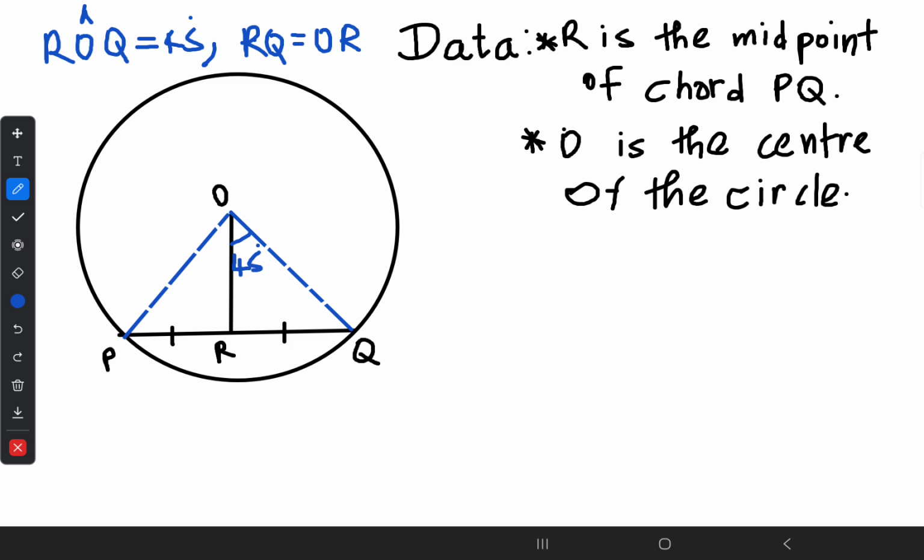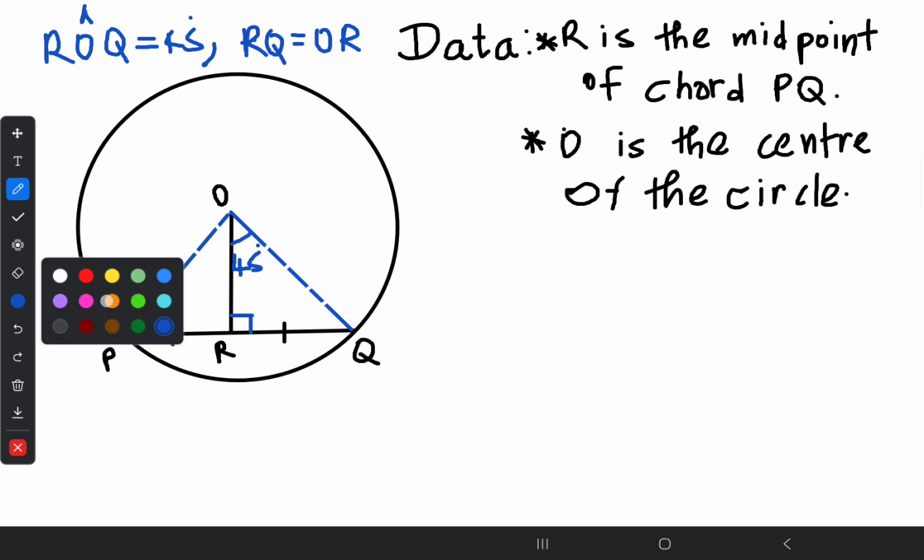And one more detail: since the midpoint of the chord and the center of the circle are connected by a straight line which is bisecting the chord, that means here also we will have a perpendicular relationship. We know that from the chord theorem. We know this relationship as well. So by using this, we are going to prove RQ equals OR.